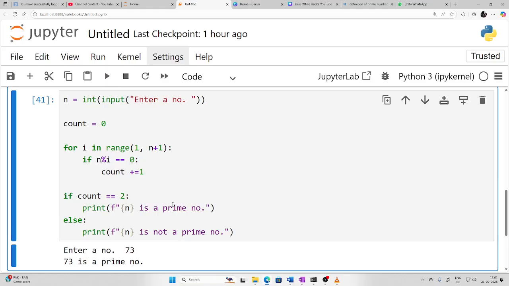So the only logic is we have to check whether a particular number is exactly divided by two numbers. What are those? First is number 1 and second one is the number itself. If that is the case, then that is a prime number. If it is divisible by more than two numbers, then that is not a prime number. Simple. So in this lecture, till this point only.